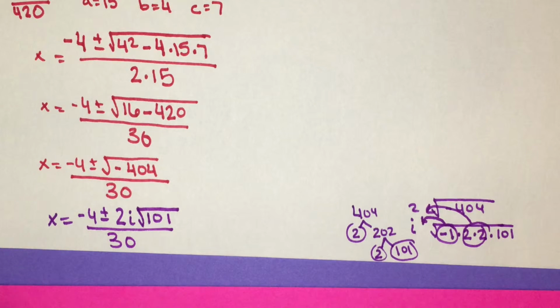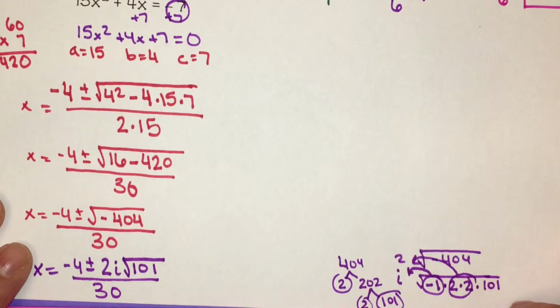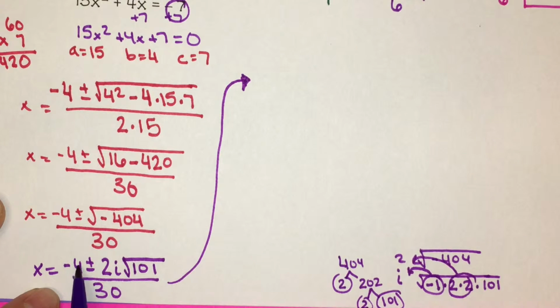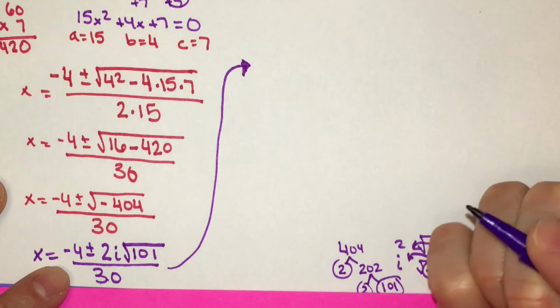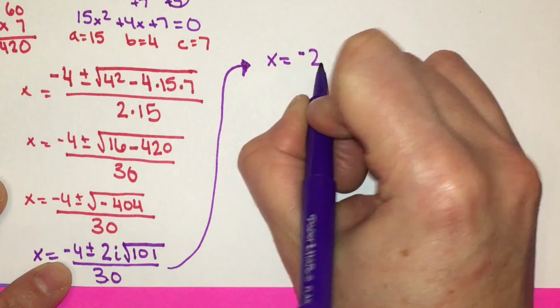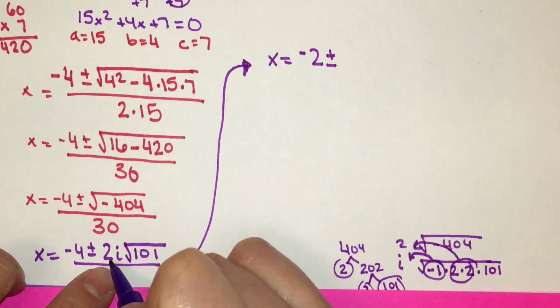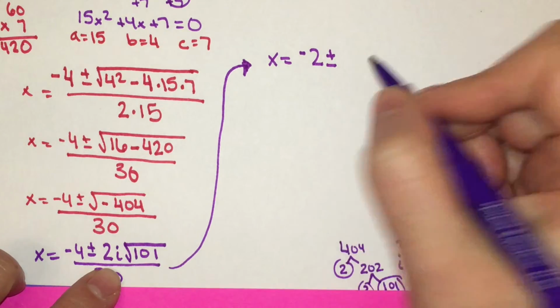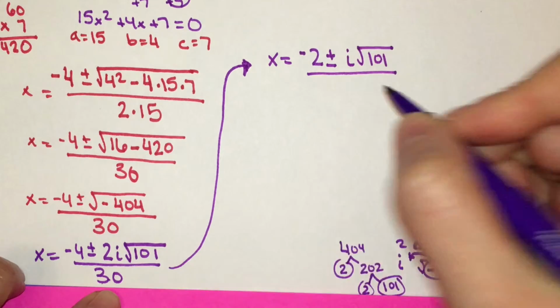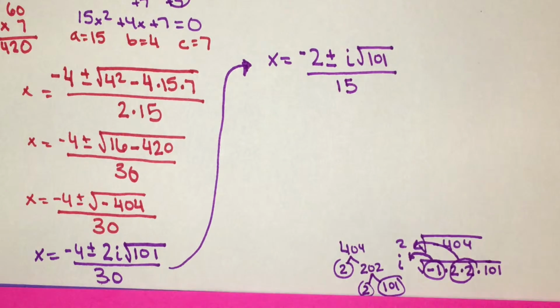All right. Next step, I can continue simplifying. I'm just going to bring my work up here. All right, I know that my whole numbers in each term, so I have 3 different terms here. So 4, 2, and 30 can all be divided by 2. So to simplify it further, I can divide each by 2. So I have x equals negative 4 divided by 2 is negative 2, plus or minus 2i times the square root of 101 divided by 2 is just i times the square root of 101. Over 30 divided by 2 is 15. And I've reduced it as much as possible.